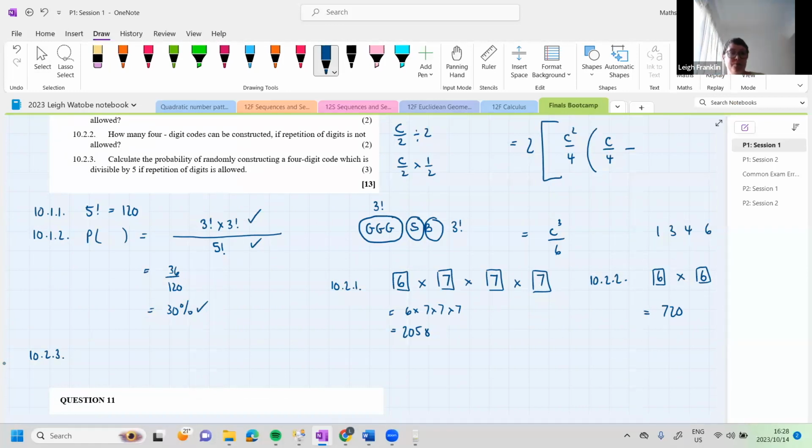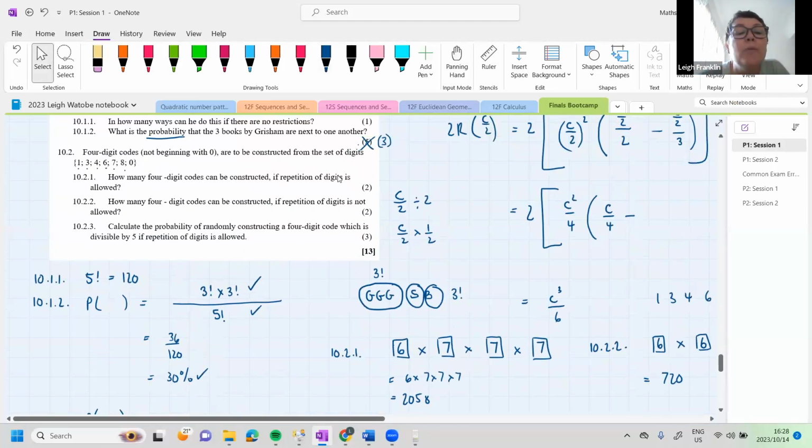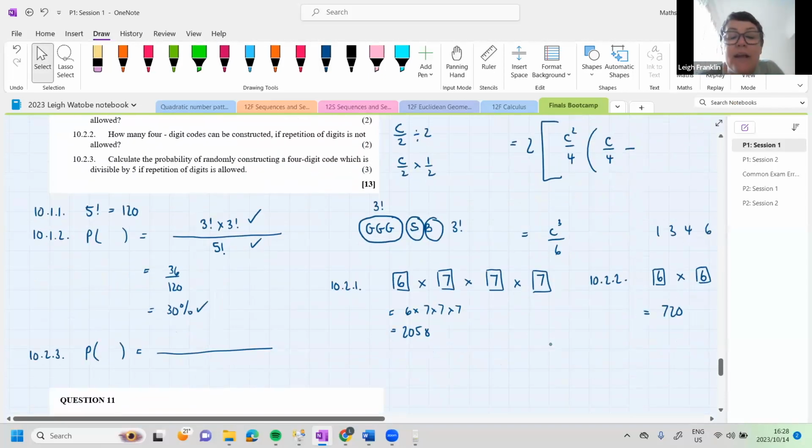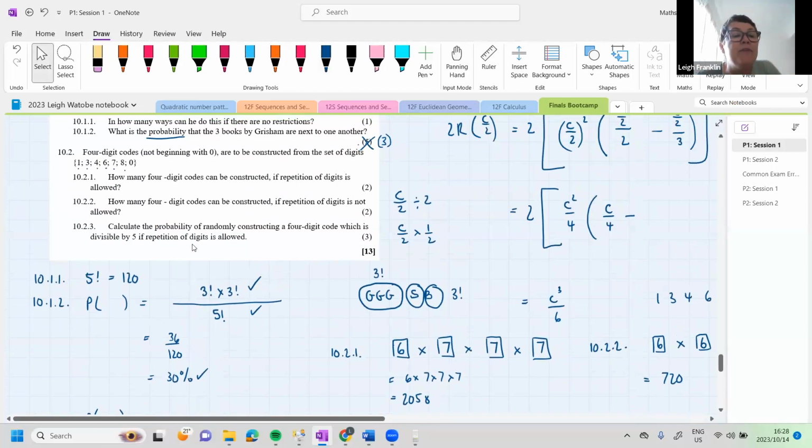Okay, so now, because the question has asked us to calculate probability, again, we've got to have a numerator and we've got to have a denominator, right? So in this case, because the repetition of digits is allowed, our denominator comes from 10.2.1. Okay, so that was the 6 by 7 by 7 by 7. So our denominator in this case is 2058. Now let's have a look at the numerator.